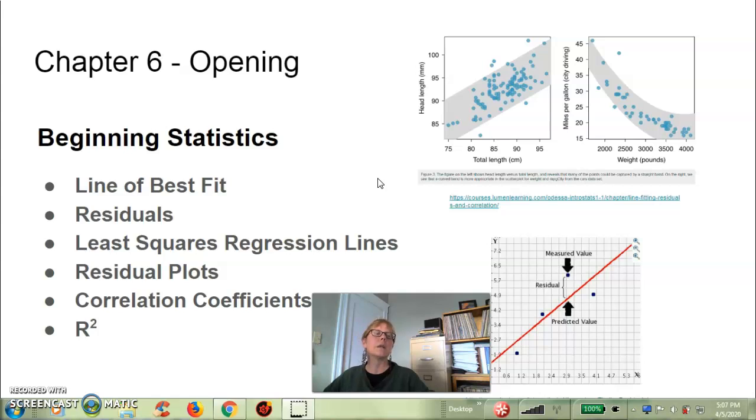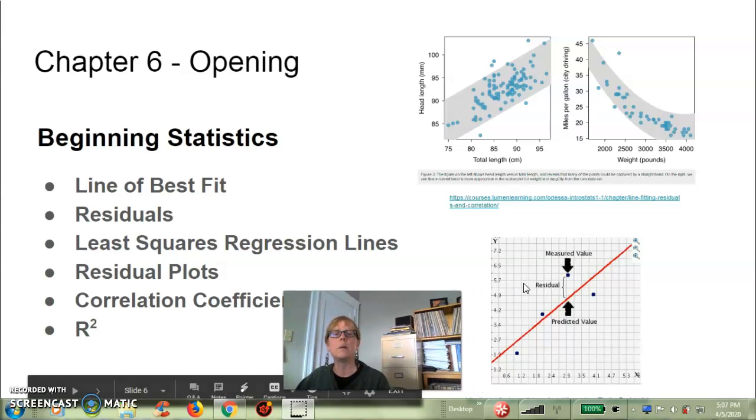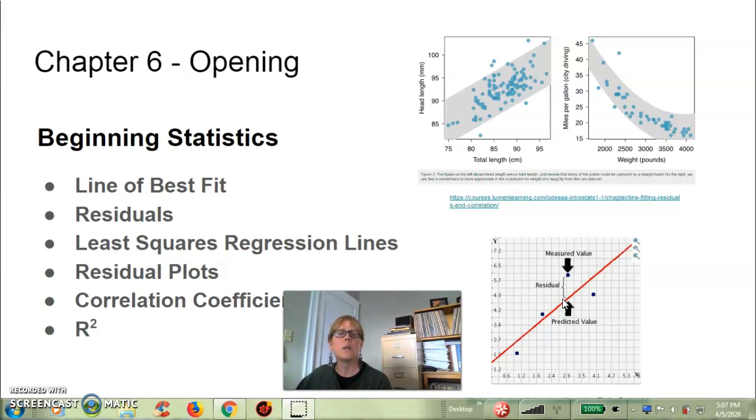So what we're going to be working on here is line of best fit, which we've started, but then we're going to get a little bit more sophisticated with line of best fit. So is it really the line of best fit? How do we know? We'll be talking about residuals. There's a little picture over here of residuals just to the right of my picture. A residual is really the difference between your line of fit and the predicted value on your line of fit and the measured value, right?